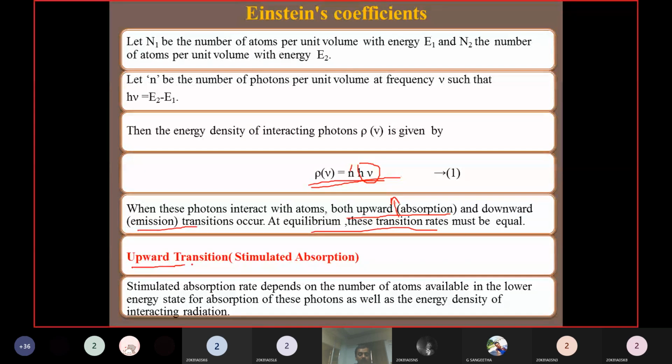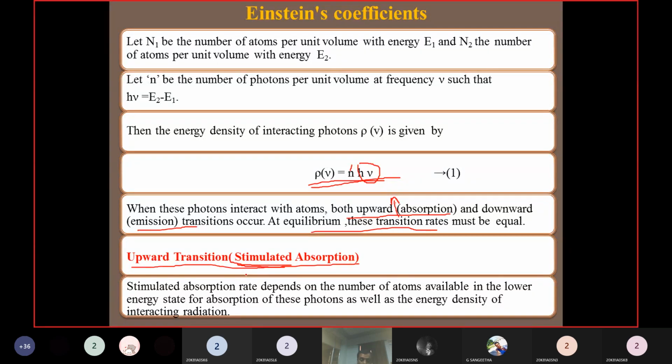First we will discuss the upward transition. That process we call stimulated absorption. Generally this process is absorption, but why do we call it stimulated absorption? Stimulated means that because of an external source, this absorption takes place. It's not a natural phenomenon. Because of the external source, the stimulation process occurs, so we call this absorption process stimulated absorption.